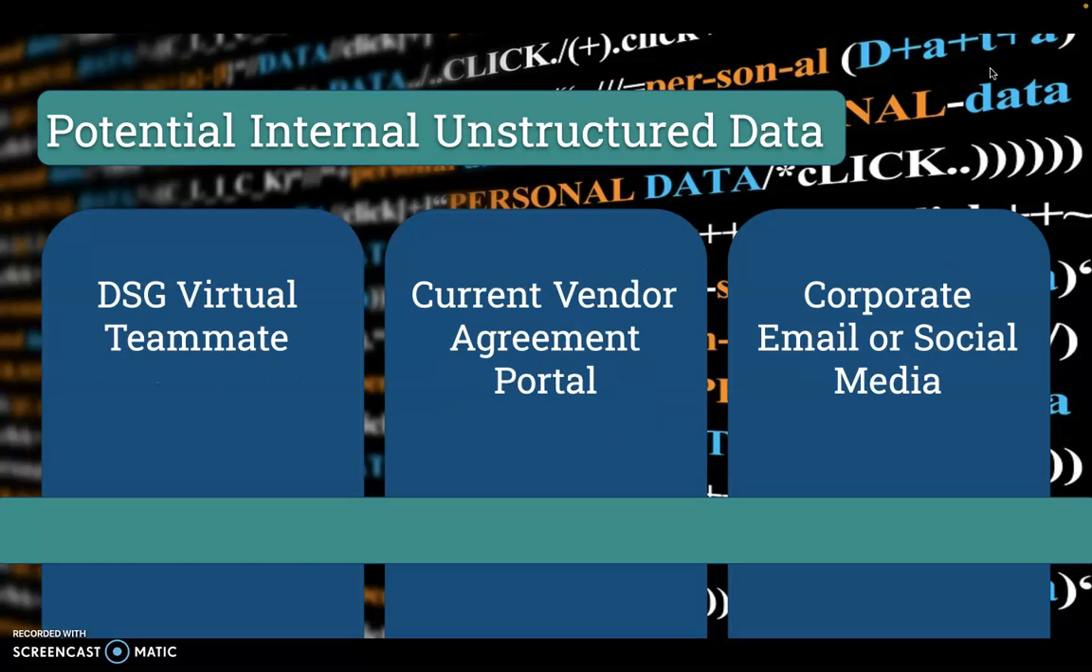So potential internal unstructured data. So this can be the Dick's Sporting Goods or DSG virtual teammate. We can also do a current vendor agreement portal, and then also corporate email or social media. We can grab information from that and bring it in to this.